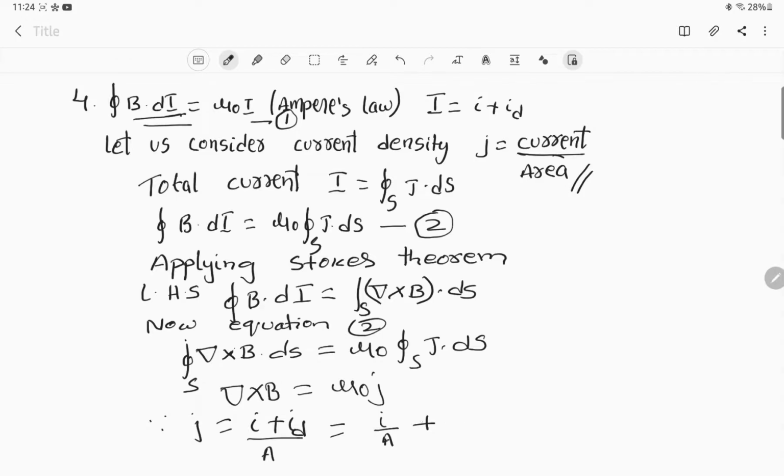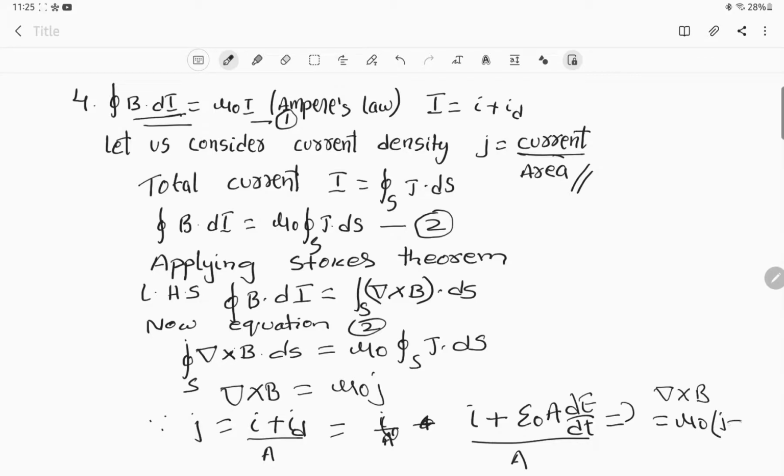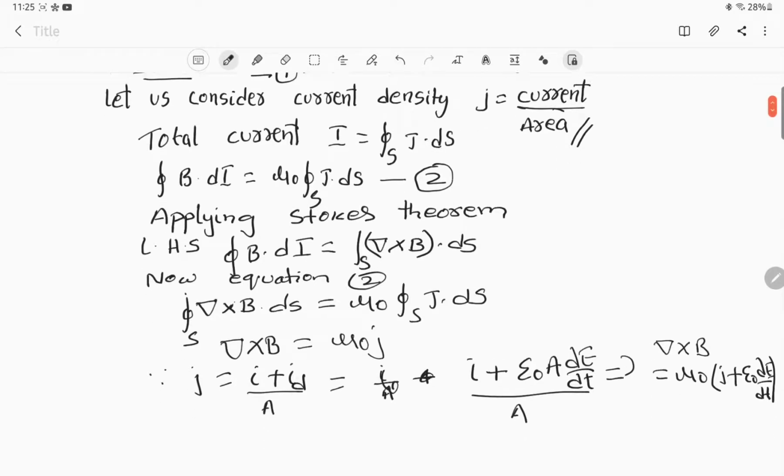So directly I write I plus Id, where Id is epsilon naught A dou E by dou t, divided by capital A. Now the ultimate value that I got is del cross B is equal to mu naught times J plus epsilon naught dou E by dou t, where I by A is nothing but J. This is the mathematical relation.